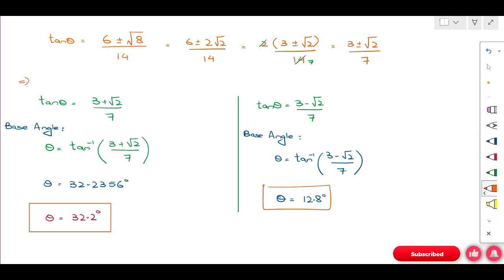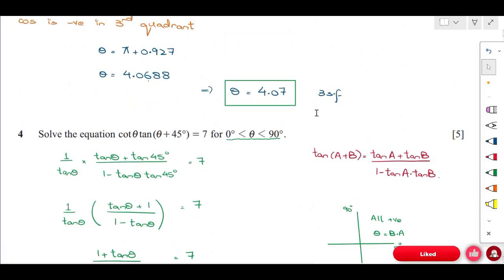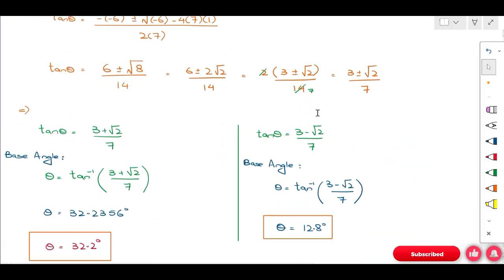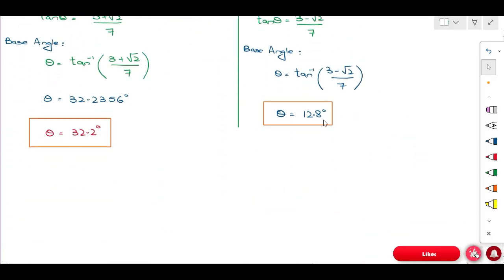So these are the two solutions for this equation, and they are in between 0 to 90 degrees, right? We are just supposed to solve the two solutions. 32.2 and 12.8, both are in between 0 to 90.